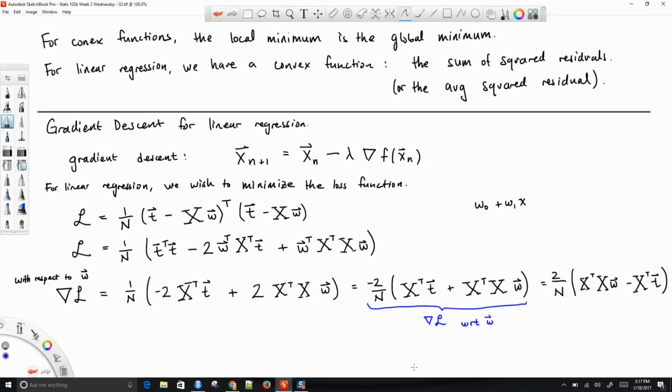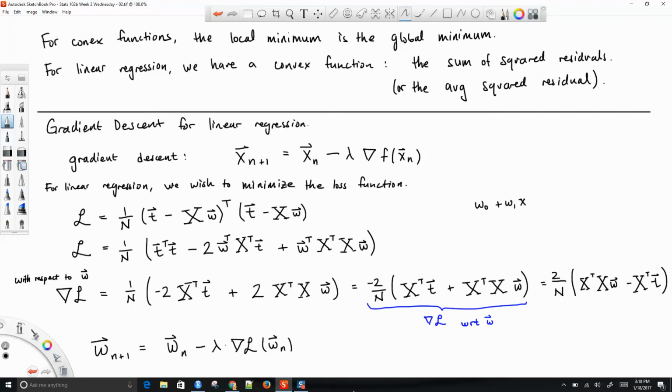Okay, and then using that, we're going to try to find the set of W's that minimize our loss function. So the next set of W's that we use will be our current set of W's, and we're going to subtract off some lambda times our gradient at our current point of W. All right?